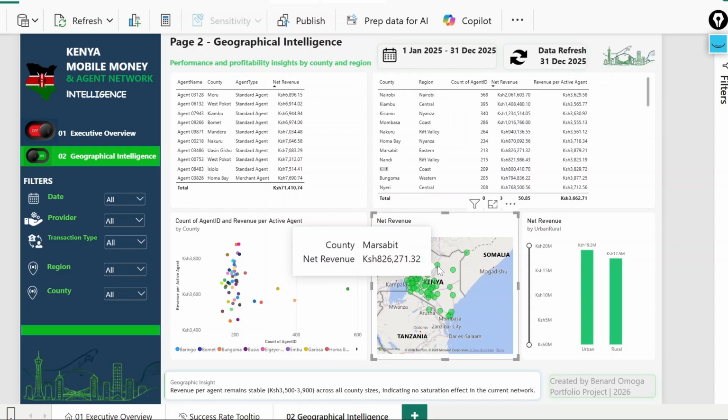And the geographic map plots revenue bubbles across Kenya. Larger bubbles represent higher revenue counties. Nairobi and the Central Islands show the largest concentration, consistent with population density and economic activity. The region filters everything simultaneously. Table, scatter plot, and map in one click.